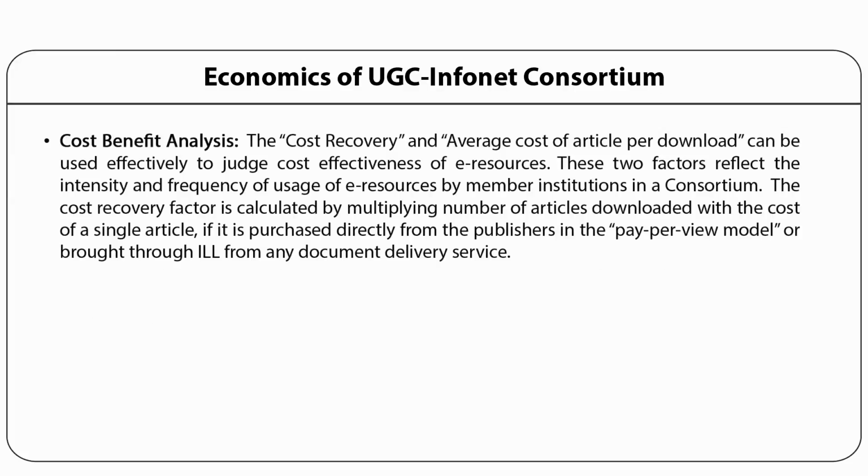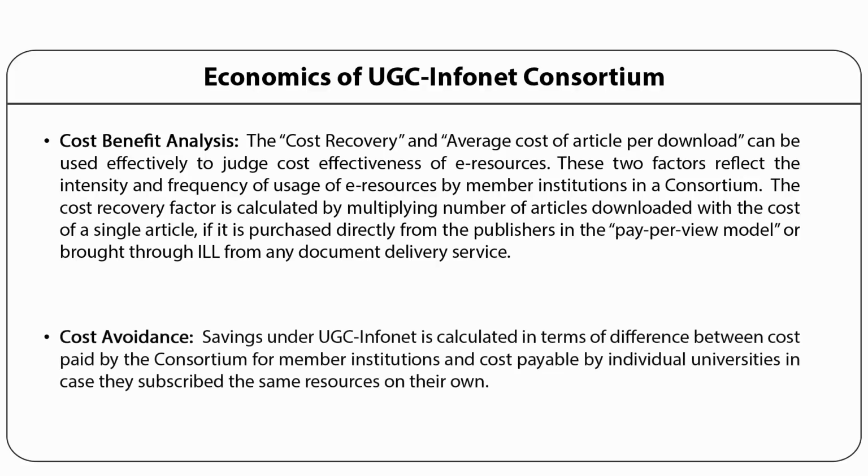In the cost-benefit analysis, the cost recovery and average cost of article per download can be used effectively to judge the cost effectiveness of e-resources. These two factors reflect the intensity and frequency of usage of e-resources by member institutions in a consortium. The cost recovery is calculated by multiplying the number of articles downloaded with the cost of a single article, as purchased directly from the publishers in pay-per-view model or obtained through ILL from different document delivery services.